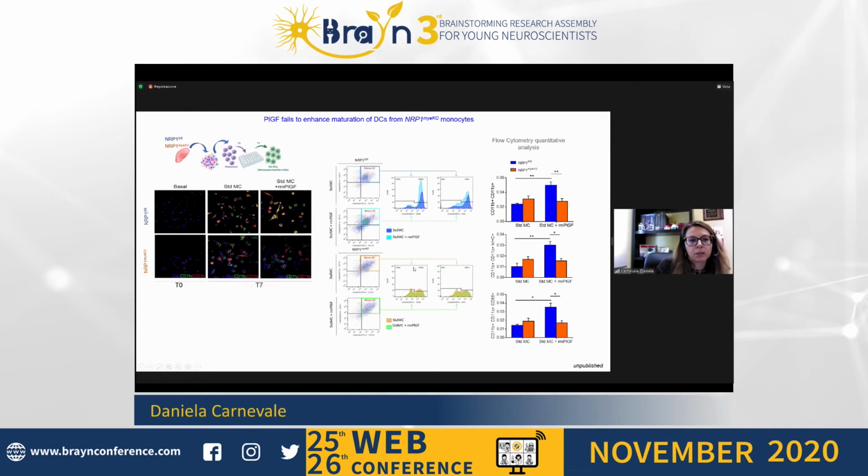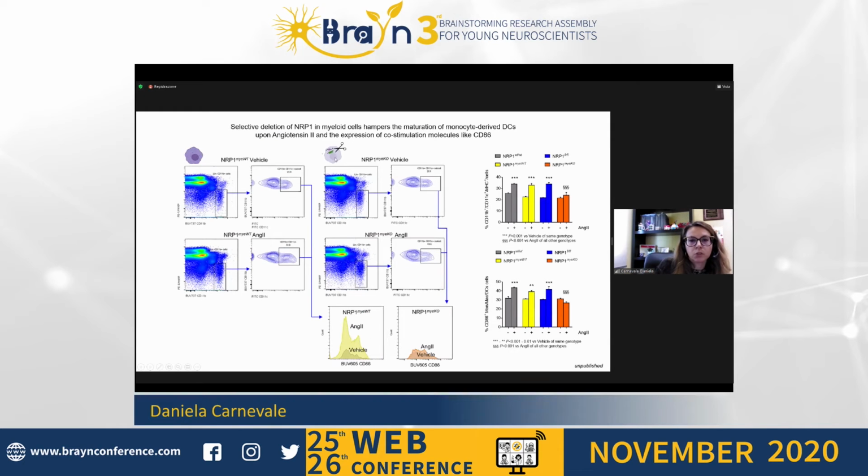And again, if we go back to the in vivo model and we use the mouse model generated by blocking neuropilin-1 in the myeloid lineage and then infuse angiotensin II, we can investigate what happens at the level of maturation of monocyte-derived dendritic cells. As shown here, we can see that there is a significantly reduced maturation of monocyte-derived dendritic cells, and in particular, the interesting thing is that these cells have a significantly hampered expression of the co-stimulation molecule that is necessary for priming of T cells. And how this can influence the process of blood pressure increase.